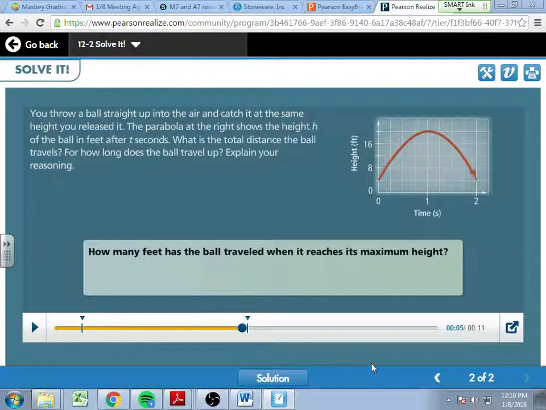What else were you going to say, Seth? I was just going to say it's losing speed on the way up and gaining speed on the way down. Okay, yeah, so it's essentially decelerating all the way up, then accelerating all the way down.